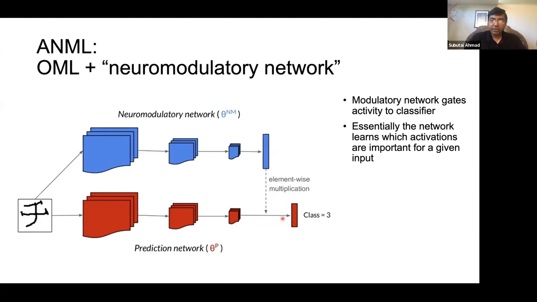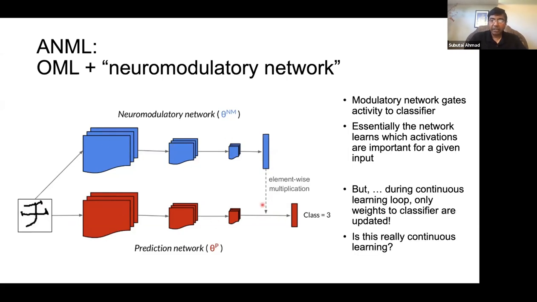So during meta learning, they learn all of these weights. The weird thing is that during continuous learning, only the classifier weights are updated. During the meta learning phase, all of these weights are updated, but when it's doing continuous learning, learning class K and then K plus one and K plus two and so on, only the heads are updated.